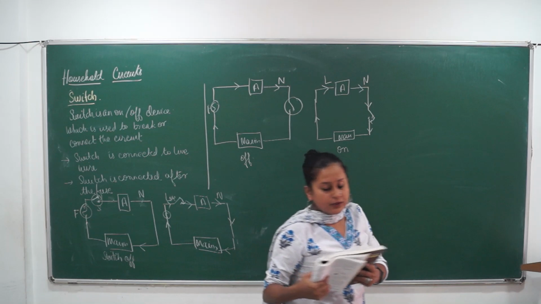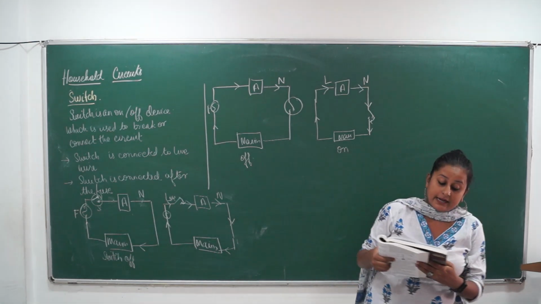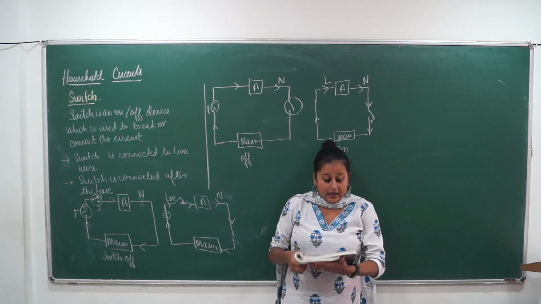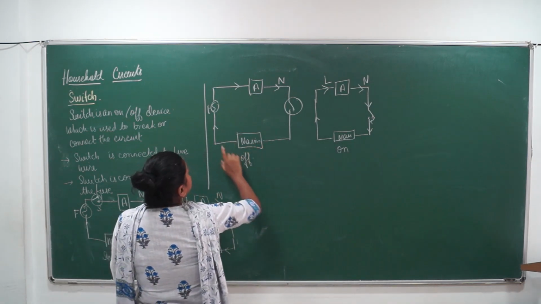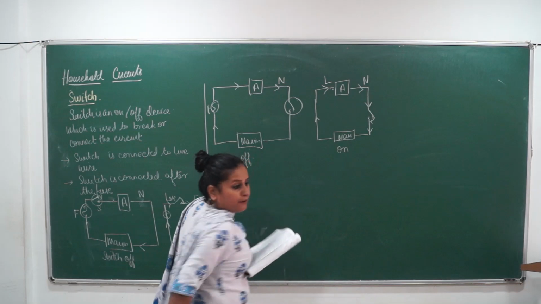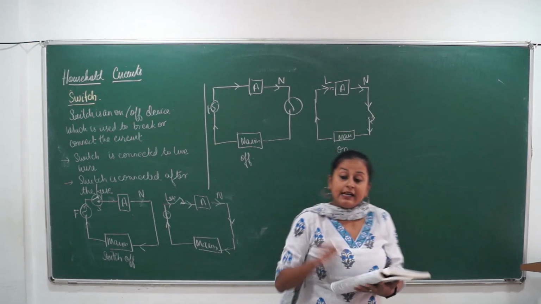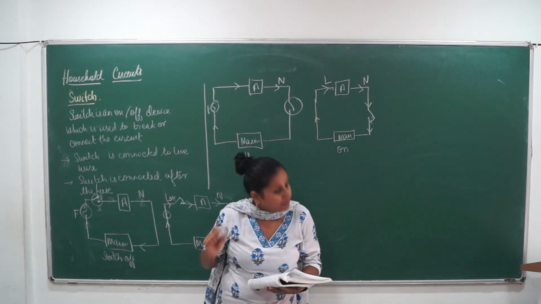But in the off position of the switch, the appliance remains connected to the high potential terminal through the live wire. This is the high potential terminal. It is staying connected to the live wire or not? Yes, it is staying connected to the live wire which has carried some current.